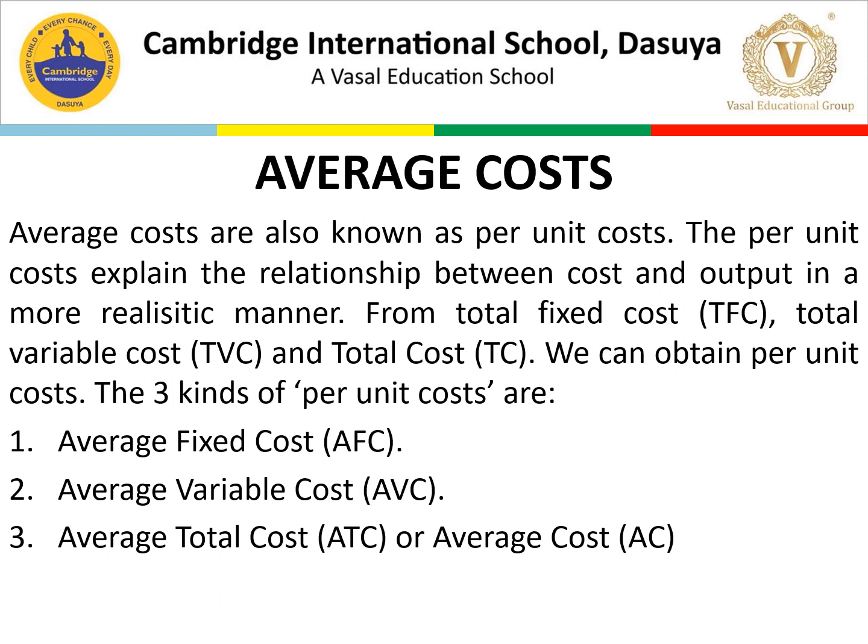The three kinds of per unit cost are: first, AFC, average fixed cost; then AVC, average variable cost; then average total cost, ATC, or we can say average cost or AC. So those are the three types of average cost. The main name for per unit cost is average cost. So let's move to the next thing.